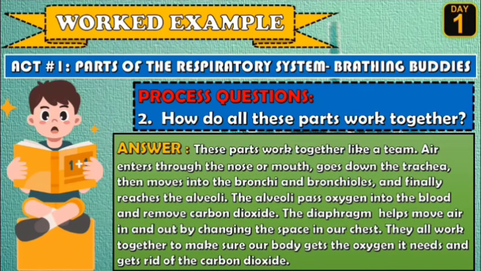Air enters through the nose or mouth, goes down the trachea, then moves into the bronchi and bronchioles, and finally reaches the alveoli. The alveoli pass oxygen into the blood and remove carbon dioxide. The diaphragm helps move air in and out by changing the space in our chest. They all work together to make sure our body gets the oxygen it needs and gets rid of the carbon dioxide.